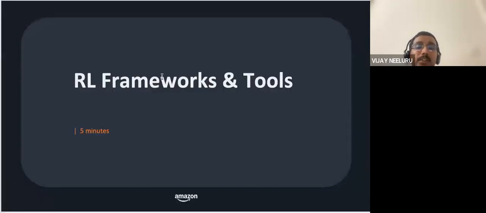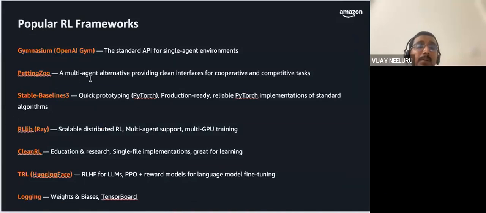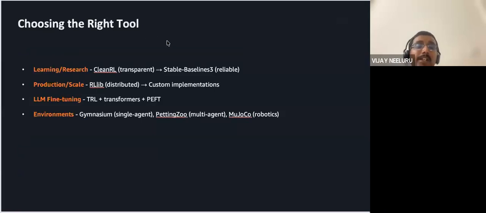So next we will discuss the RL frameworks and tools. There are multiple popular frameworks which can be used based upon the requirement. For example, Gymnasium is especially for single-agent environments, and PettingZoo is the multi-agent framework environment. Similarly, there are multiple popular RL frameworks, so you can choose the right tool.